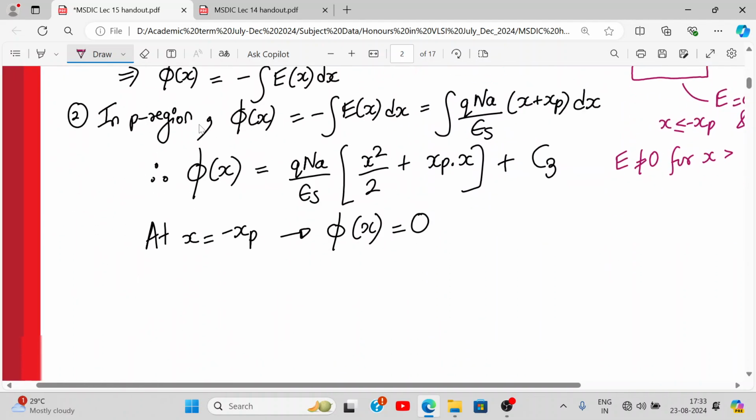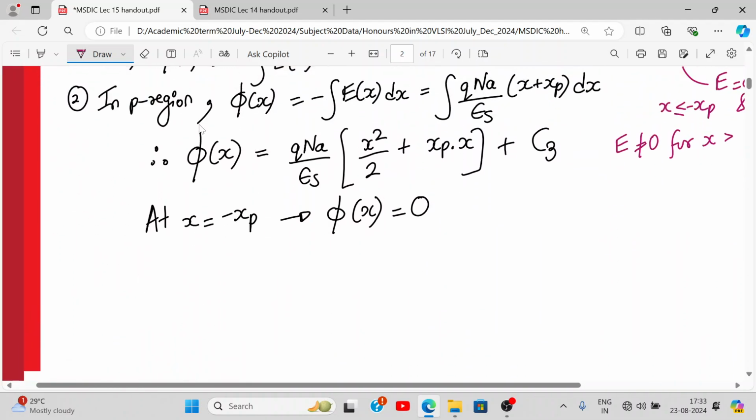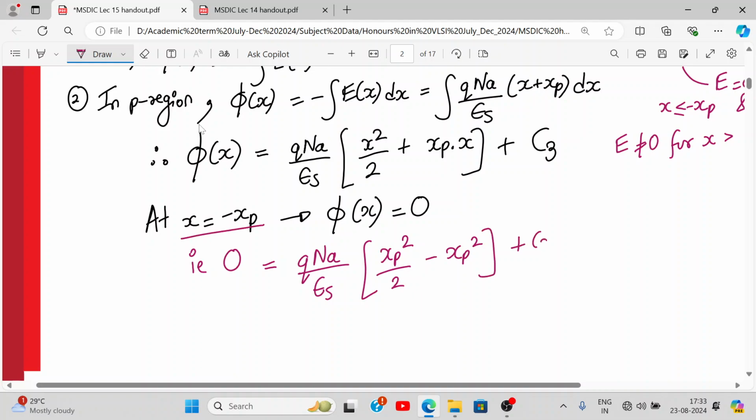So that's why we can write, at x equal to minus xp, phi of x will equal 0. That will be equal to 0, equal to qNa upon epsilon s, xp square upon 2 minus xp square. We are substituting x equal to minus xp, plus C3. So what is C3 now?